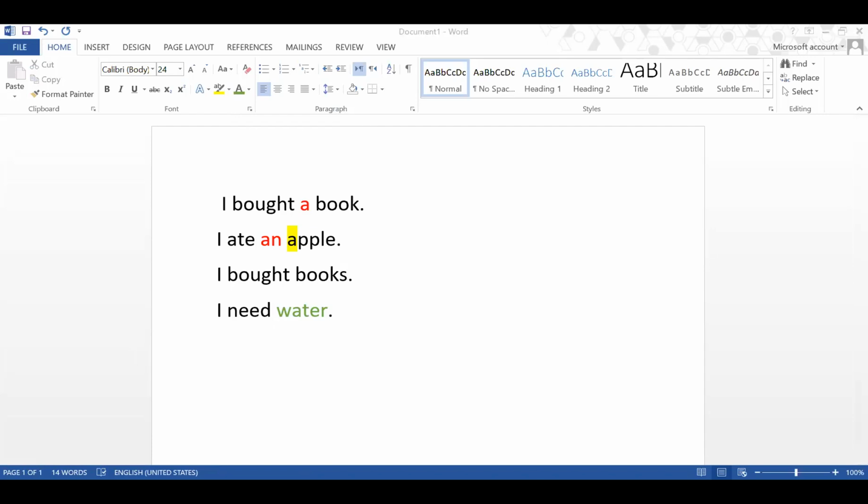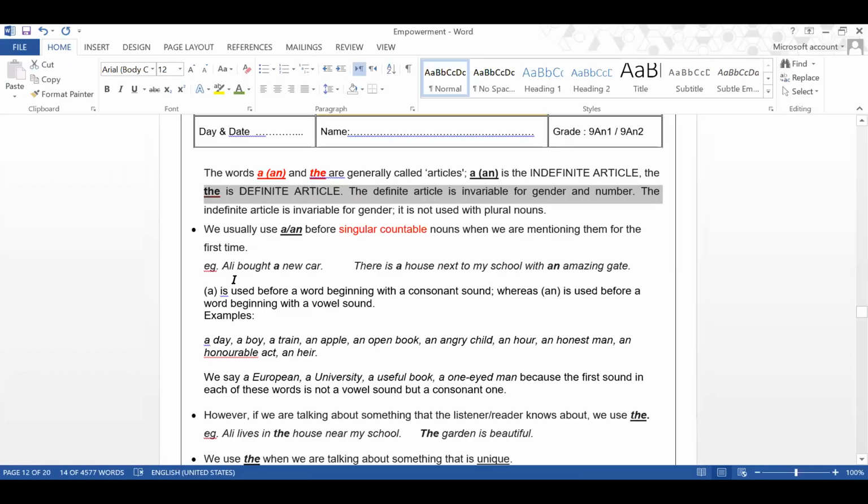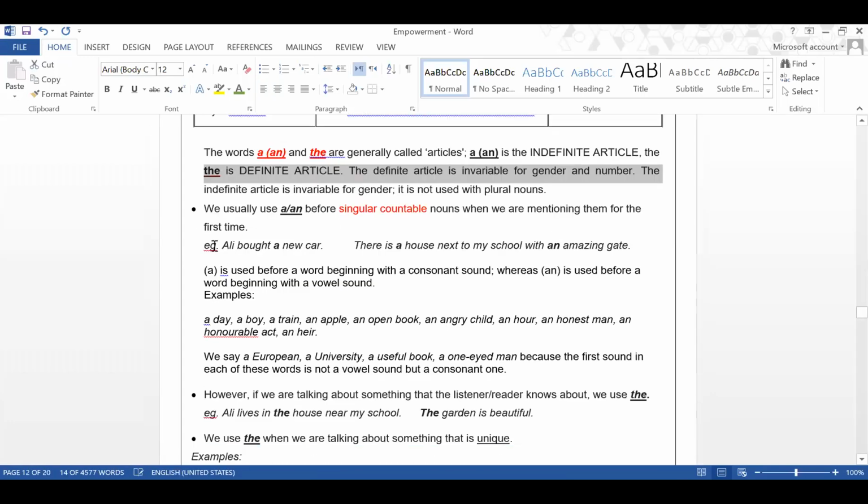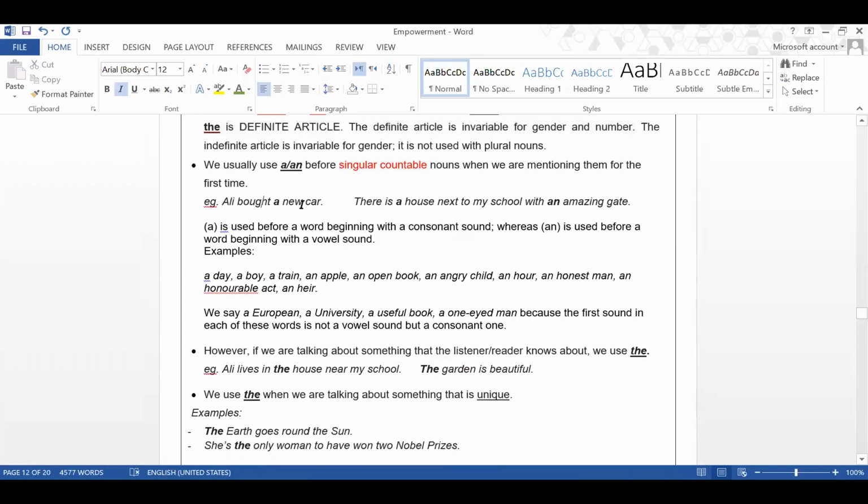But now let's go back to the examples. As I said here, we have some examples. Ali bought a new car. Look, I'm using the word a here because it's followed by a singular countable noun that is mentioned for the first time, which is car.